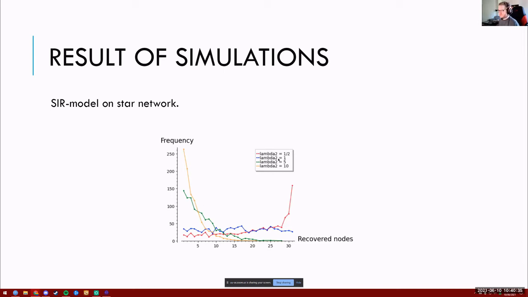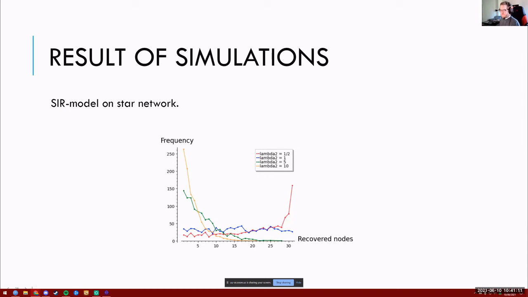So the blue is lambda 2 equal to 1, and now lambda 1 and 2 are equal, and you see that the frequency is almost completely uniform. There's a little bump here in the middle, but I'm pretty sure it should be uniform. Green is when lambda 2 is 5, and we see that we have a much higher chance of fewer recovered nodes, and there are now no counts of more than 28 recovered nodes, and so none of the simulations affected every single node.